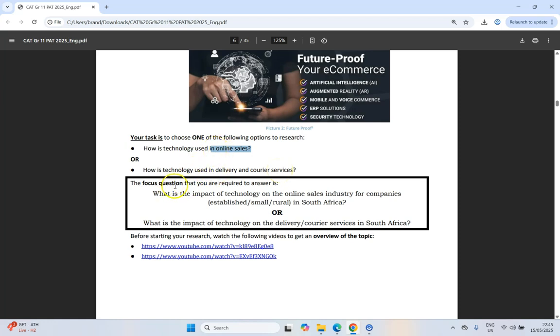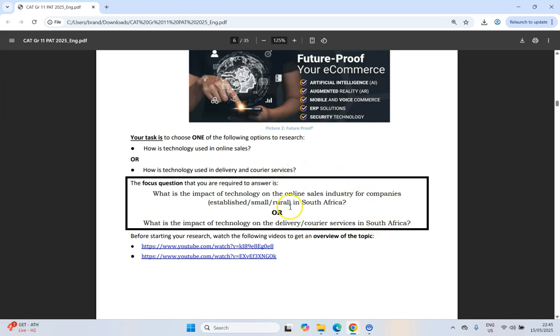And then they give you a focus question. Now in grade 12, you're going to have to create your own focus question. But here they actually give you the focus question. They say, what is the impact of technology on the online sales industry for companies, established, small or rural, in South Africa? So that is your focus question if you take the online sales option. If you take the courier or delivery service option, you can say, what is the impact of technology on the delivery and courier services in South Africa?